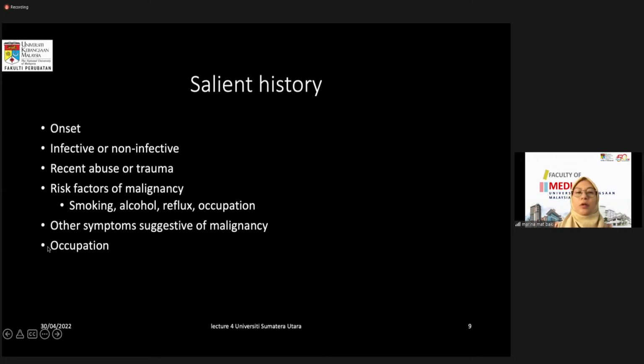And of course, you ask about the occupation, whether the patient has a high voice demand occupation that may be a risk factor of developing benign vocal fold lesions, or the occupation itself is a risk factor for the patient to get malignant vocal fold lesions.